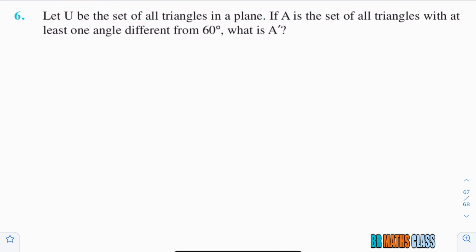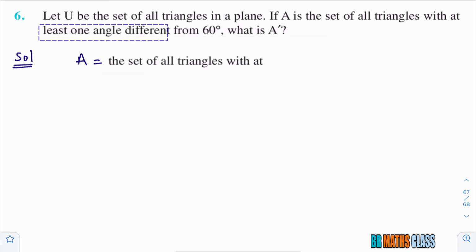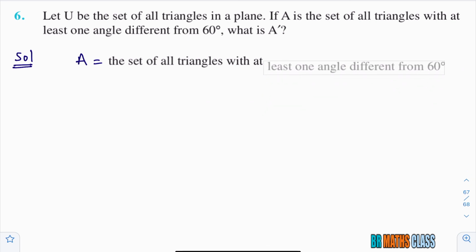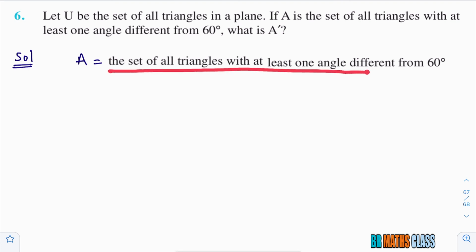What is A? A is the set of all triangles with at least one angle different from 60 degrees. What I'll do first, I'll write what is set A. What is set A? A is the set of all triangles with at least one angle different from 60 degrees. At least one angle different from 60 degrees. Okay, this is set A.